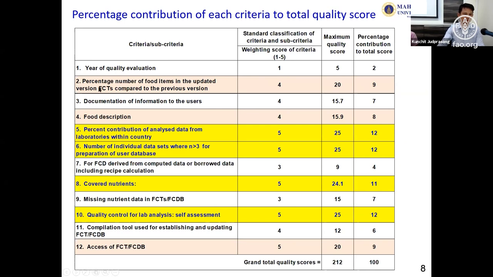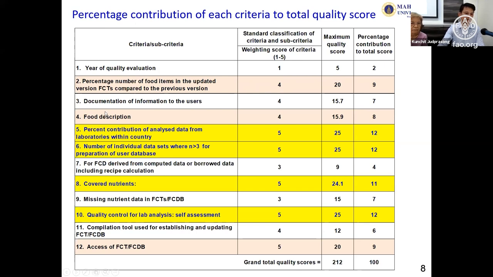The second criteria is the percentage number of food items in the updated version food conversion table compared to the previous system. The rating score is 4. The maximum score in each criteria is 5. So we also discussed a lot on the score of each criteria. So this is the consensus from the ASEAN members.